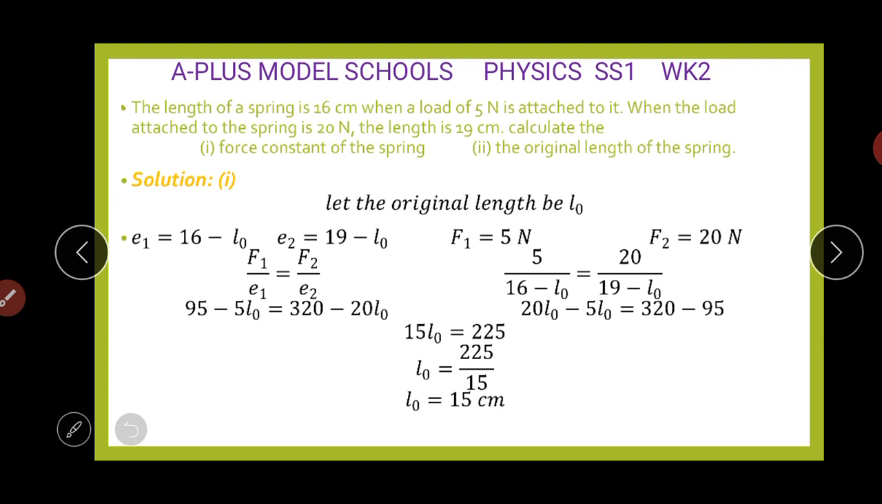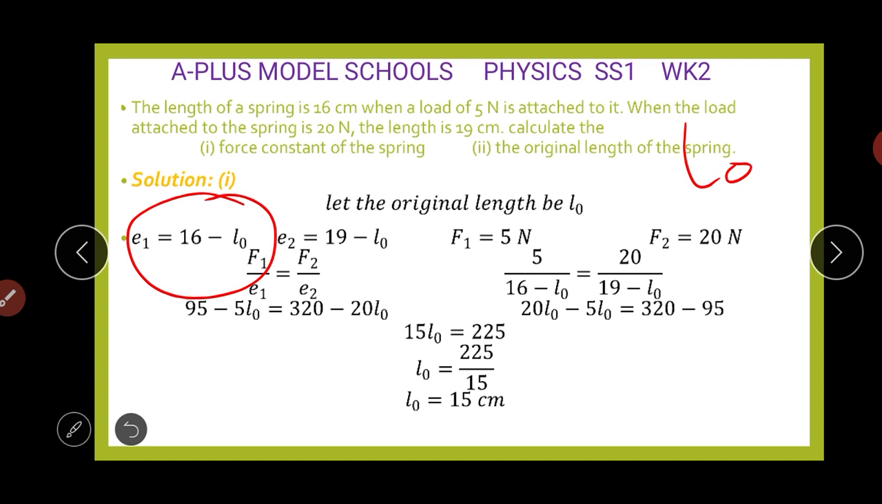Now in the first case, let's say the original length of the spring, when they have not applied the force, is L0. So that means the extension in the first case will be, they say the length of the spring is 16 when a load is attached. So before the load, let's call it L0.